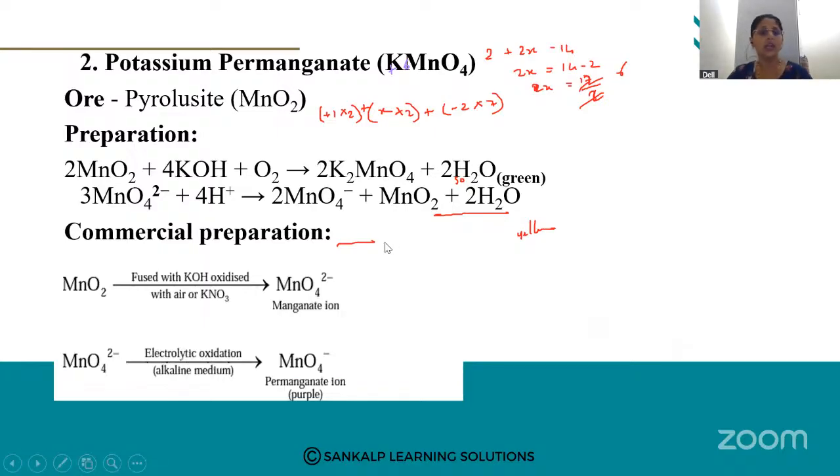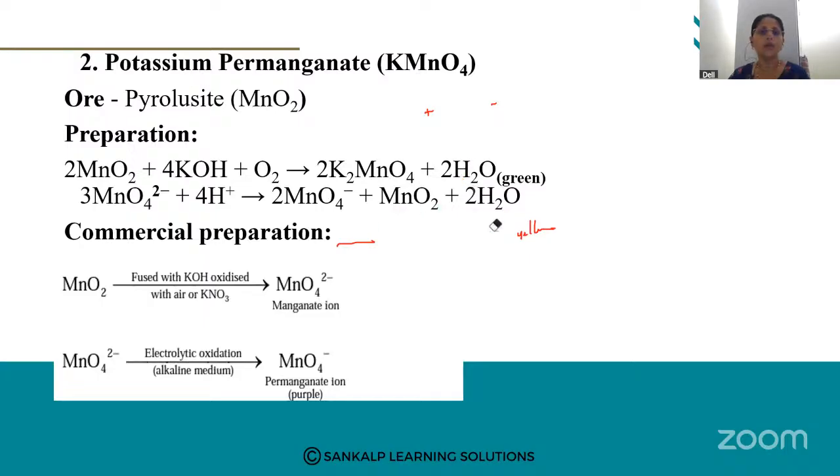Okay. Then you have potassium permanganate. Potassium permanganate is nothing but KMnO4. In KMnO4, what is the oxidation state of Mn? Can you tell the oxidation state of Mn here? Let us see what is the oxidation state of Mn.